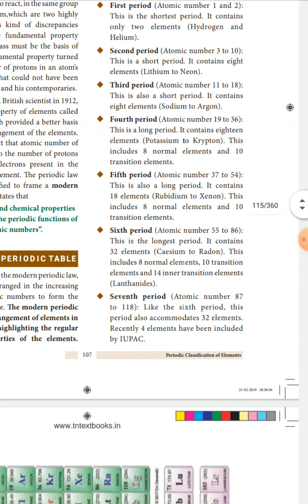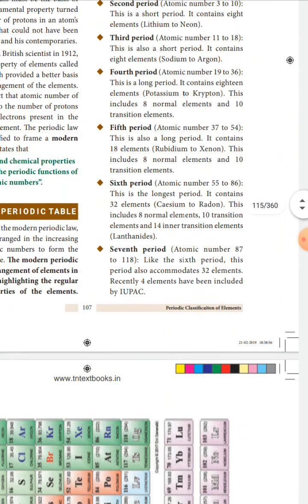Then the third period, atomic number starting from 11 to 18, sodium to argon. The 11th element is sodium, then magnesium, aluminium, silicon, phosphorus, sulfur, chlorine and argon. So atomic number 11 to 18, totally 8 elements in the third period. This third period is also called a short period. So there are 2 short periods in the modern periodic table. The second and third periods are called short periods because they contain 8 elements.